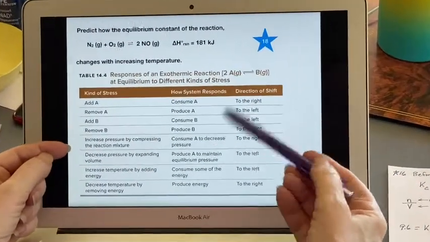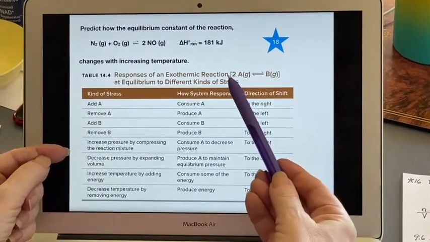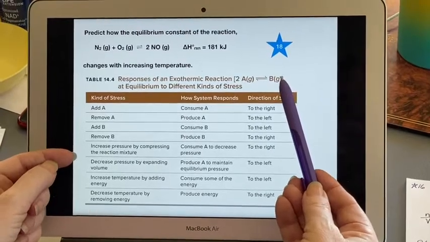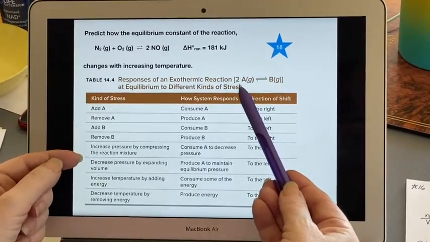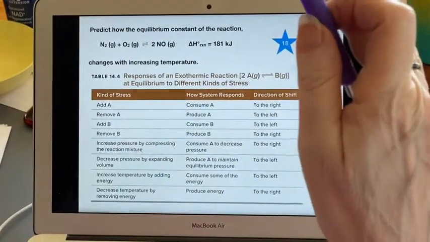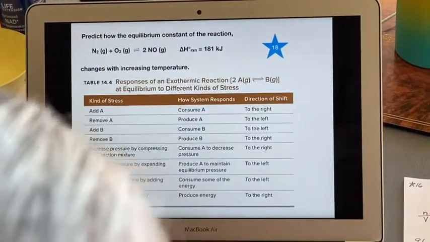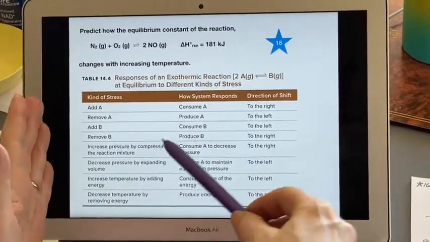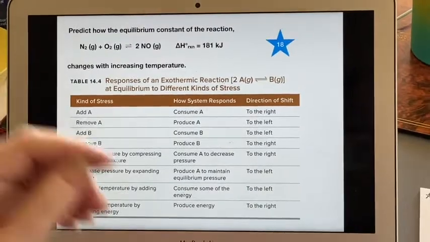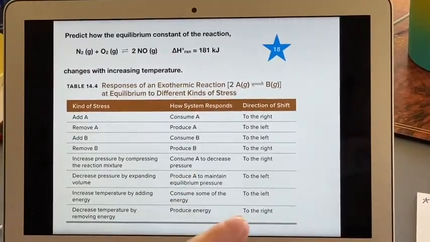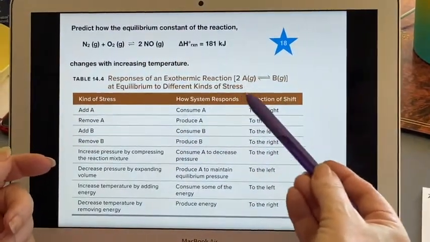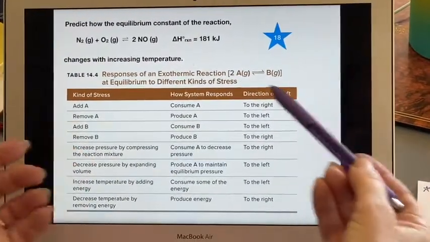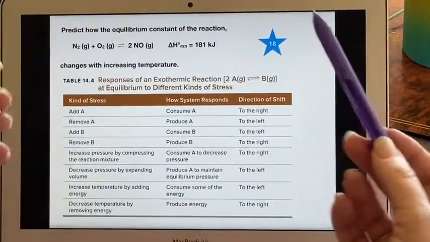Increase the pressure. These are gases. 2 gases on this side, 1 gas on this side. So if I am increasing the pressure, it's like, oh, I don't want the pressure to be that high. I'm going to go this way. If I'm going to decrease the pressure, then it's like, oh, pressure's too low. How can I make it higher? We'll make more A's and get rid of some B's. You'll end up with more pressure that way.